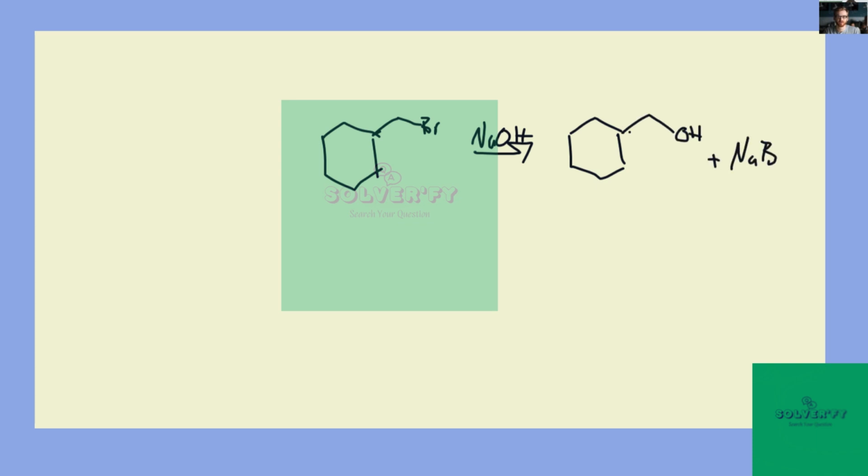Okay, we have cyclohexane, the CH2 and a bromine sticking off, reacting with sodium hydroxide to give the same thing, but hydroxide replacing the bromine, and then a side product, which you don't really need to worry about, of sodium bromide. We need to draw a transition state for this, knowing that it's an SN2 reaction.